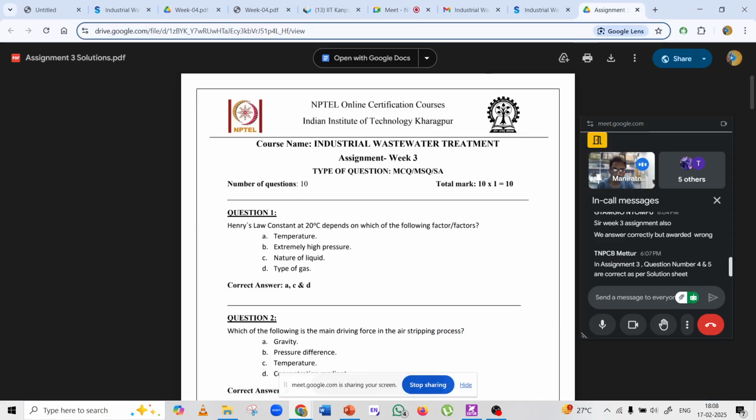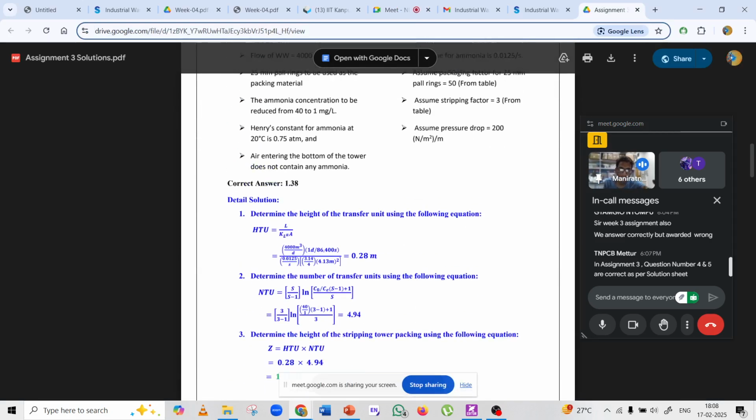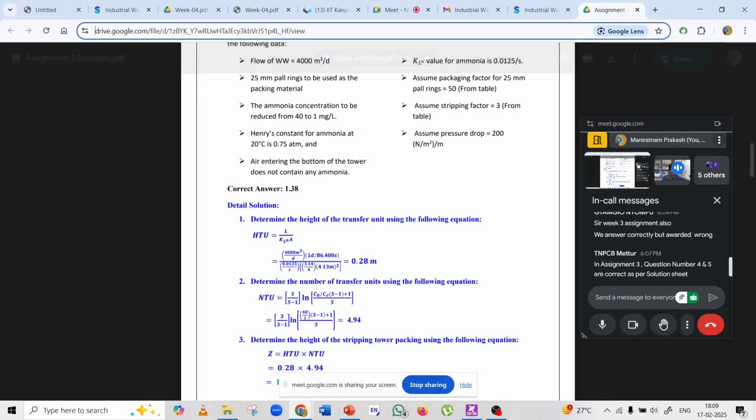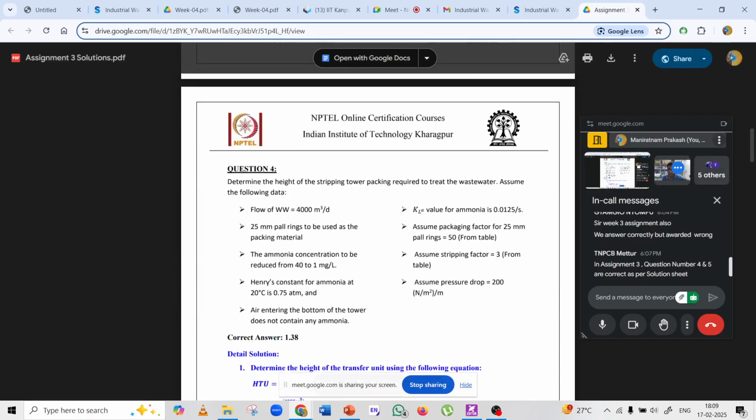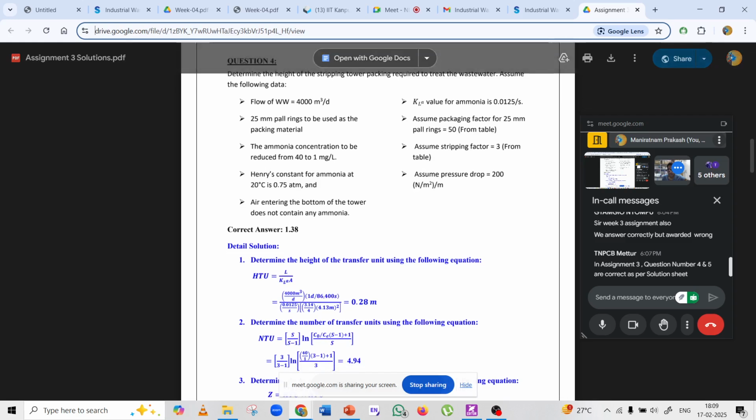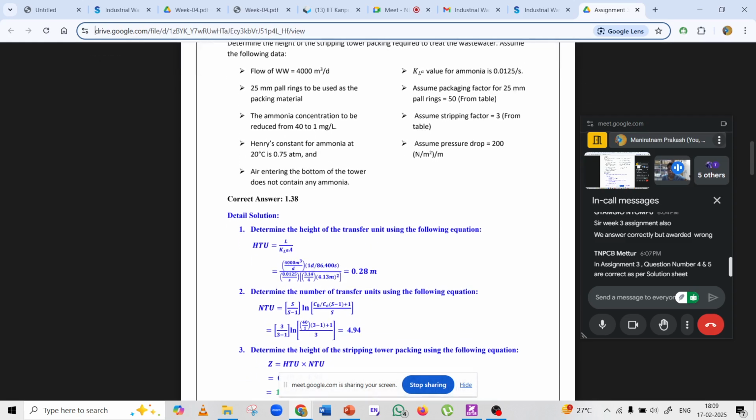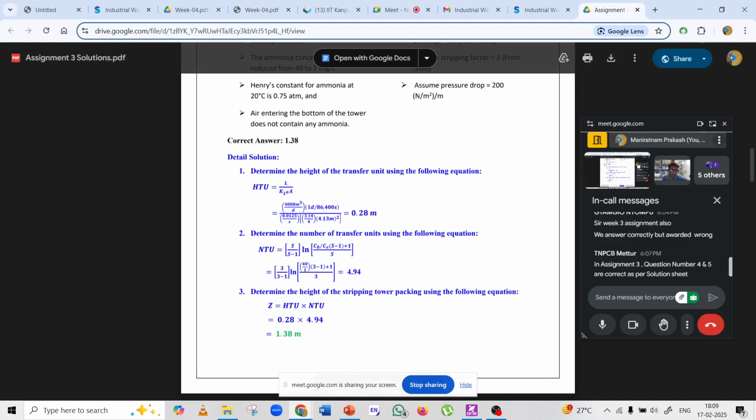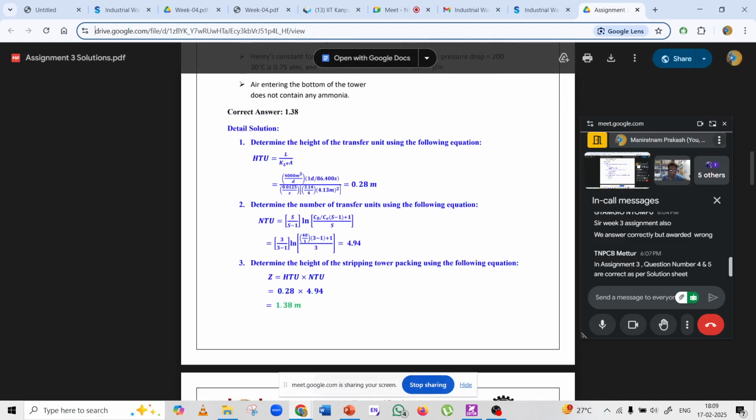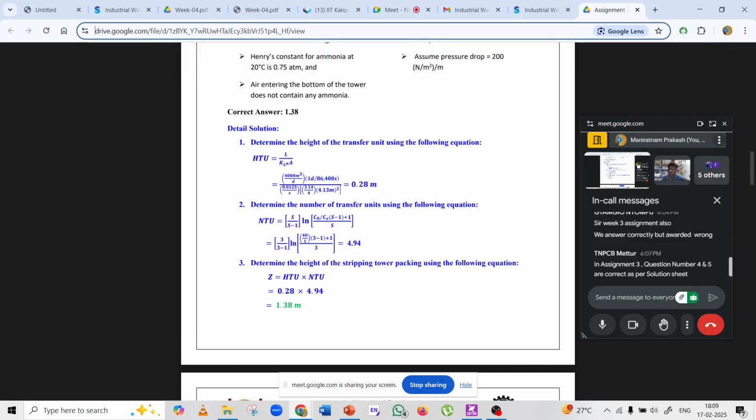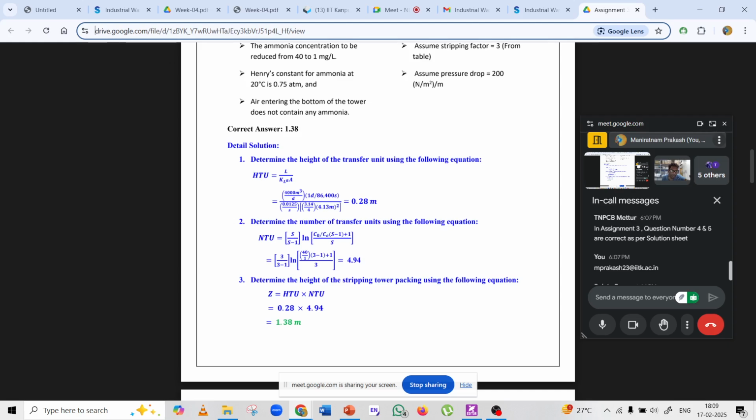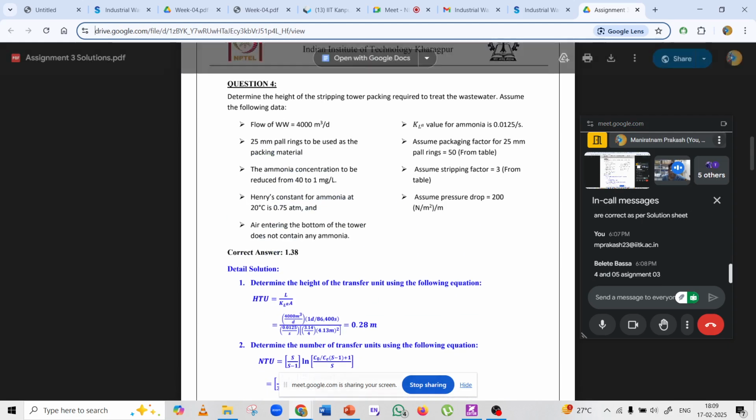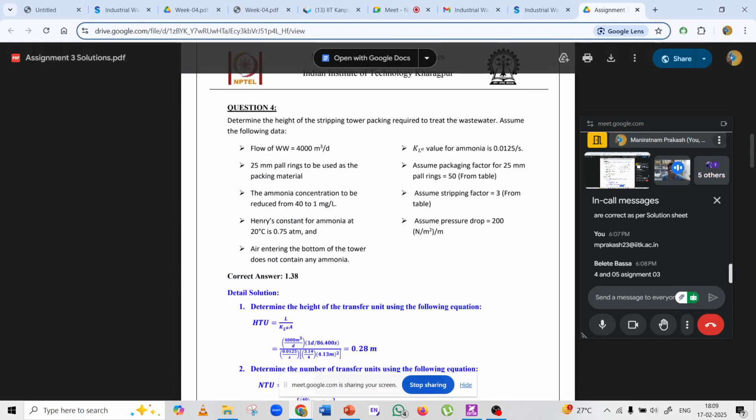Okay, so week 3. What kind of problem are you facing? Question number 4. Oh, sorry, here is 4. The correct answer is 1.33. I have written 1.38 in the box. I don't know whether it is because of the method or why. It's not right. They have asked for the correct answer.